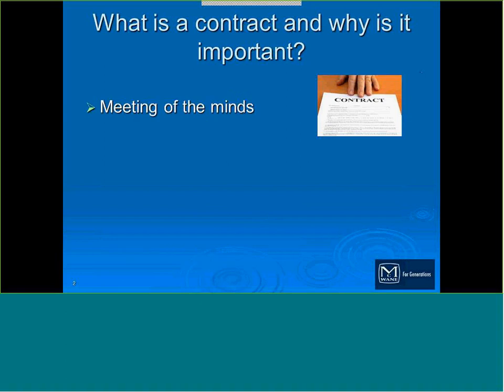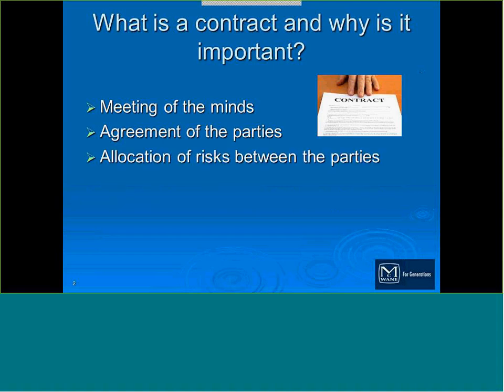Well, at its simplest, a contract is nothing more than a meeting of the minds of two or more parties. It should represent what the parties have agreed to with respect to a particular subject. It should set out an allocation of risks between the parties so that the parties know what their obligations are and what the results would be if they didn't follow those obligations.